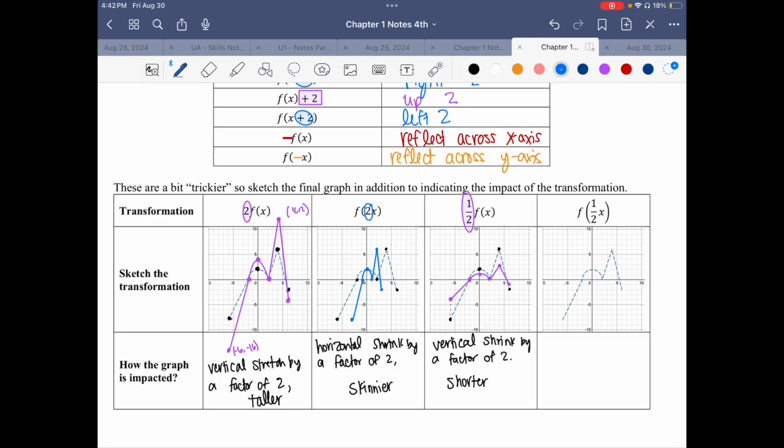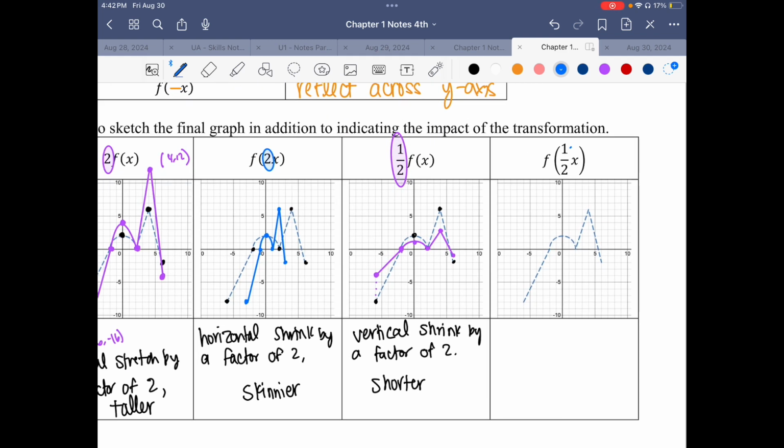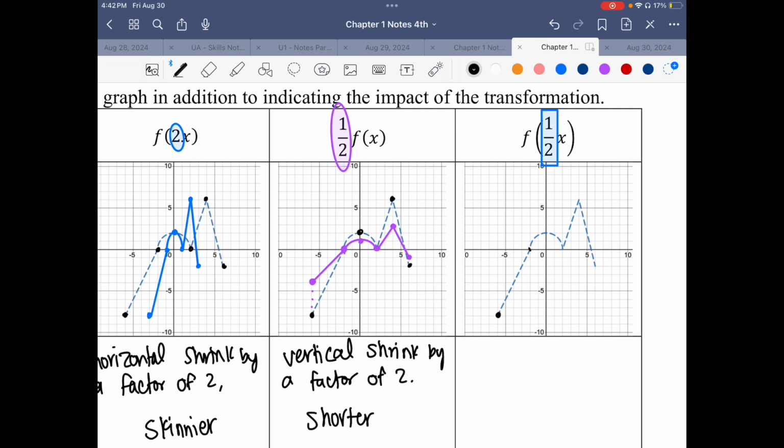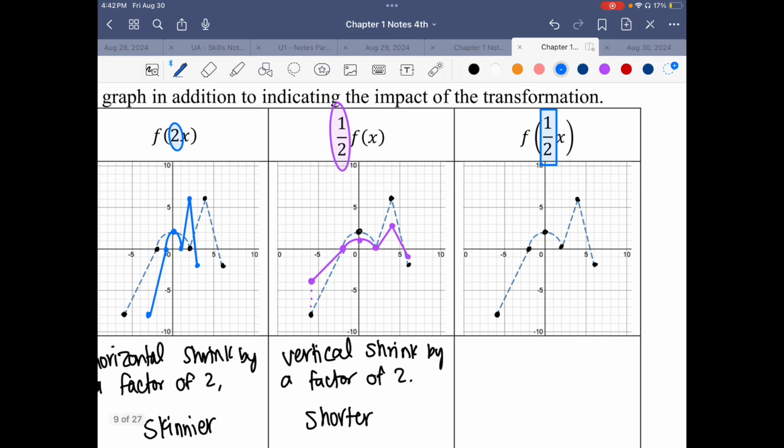So of course, when we had the 2 on the inside, it was getting twice as close to the y-axis. So when we have a 1/2 on the inside, it's actually getting twice as far away. So we do the same thing here. We have our original points, and we need to adjust them to be twice as far away now. This one ends up out here at -12, -8. This one ends up at -4.